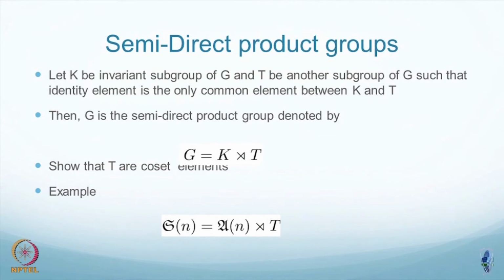And you could write in general for a symmetric group of degree n, it is the semi-direct product of the alternating group, which is the group of only even permutation elements, with the T, which is nothing but the identity and a 1-2 transposition. Clear?